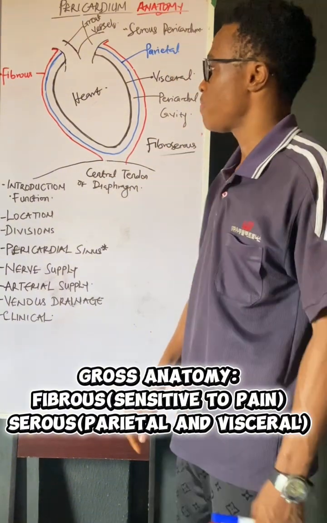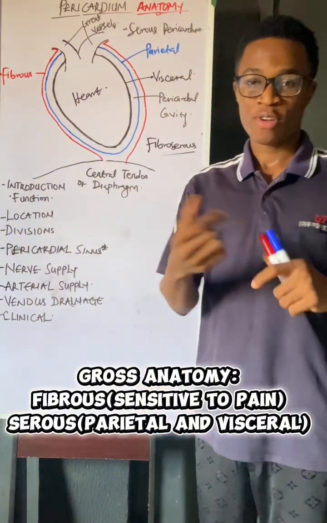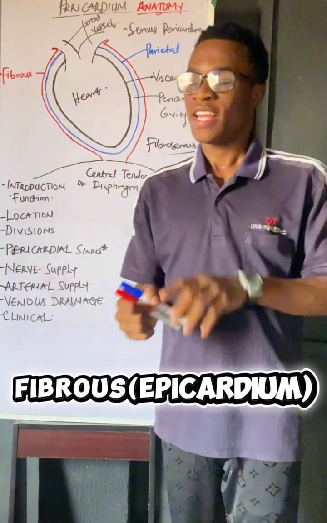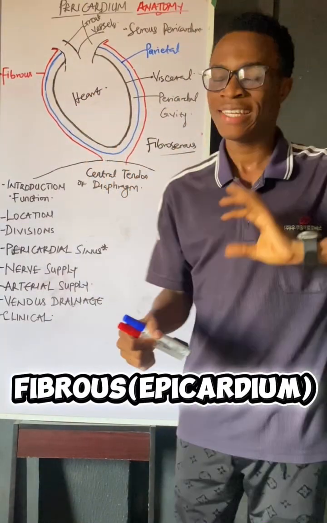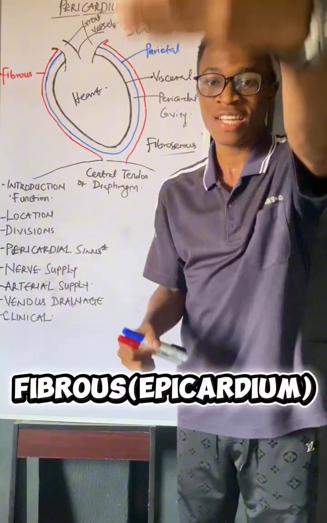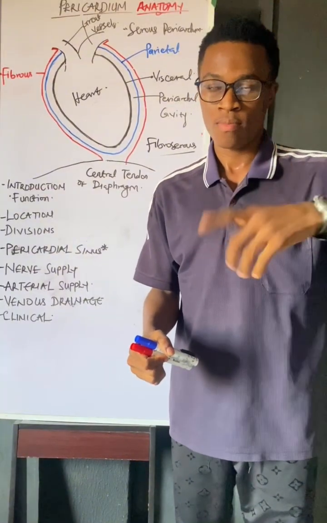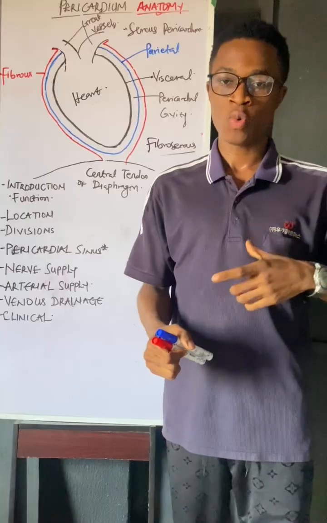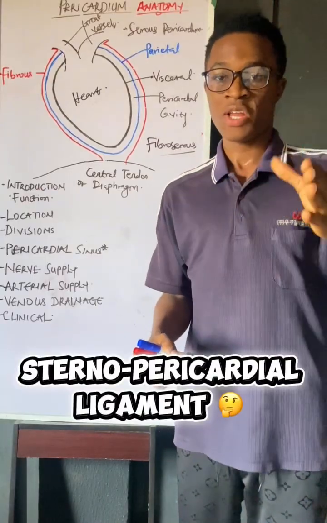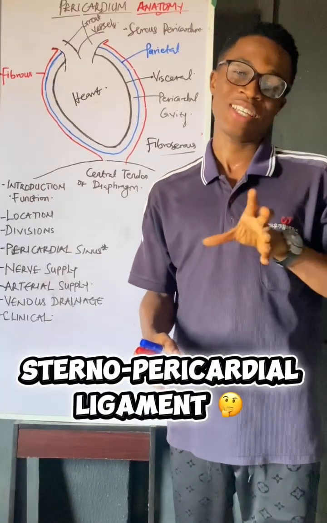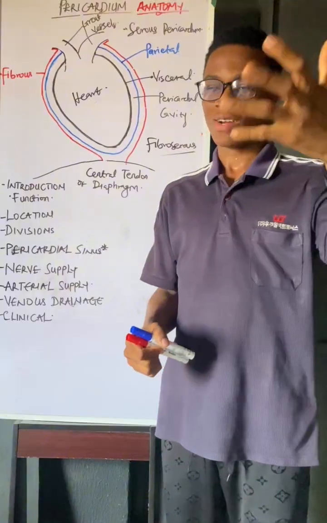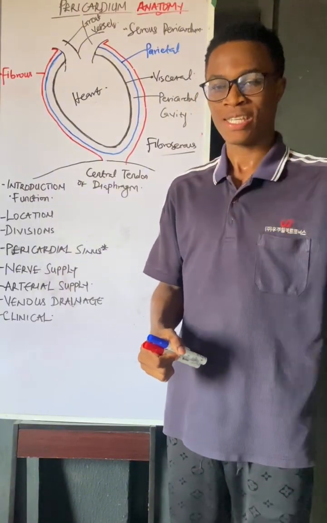The fibrous pericardium itself is the part that lines the heart externally. It is connected to the sternum by what we refer to as the sternopericardial ligament. Forget about the ligament. It is just the one that connects the pericardium to the sternum.